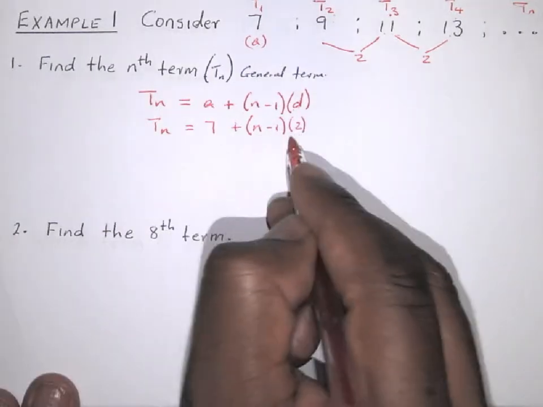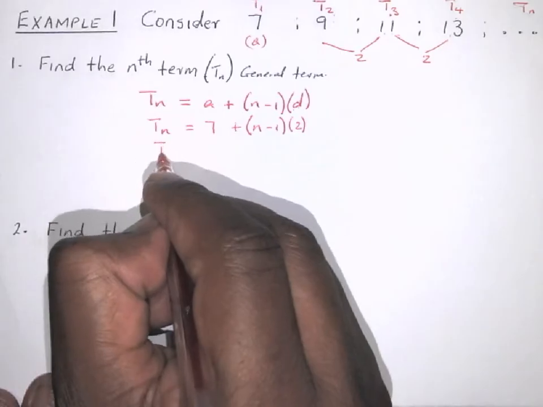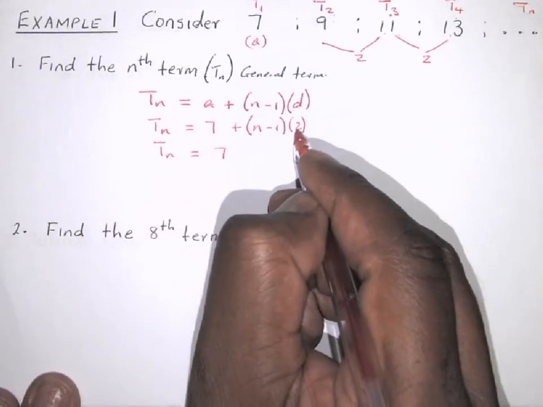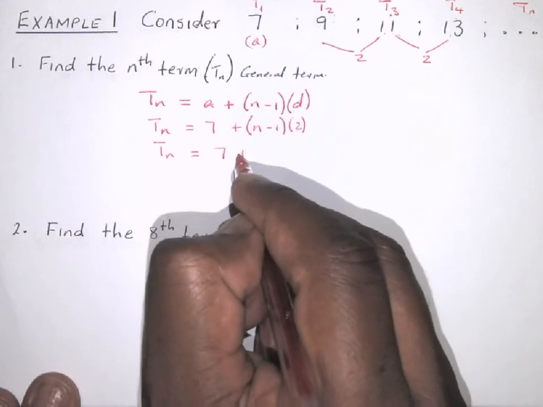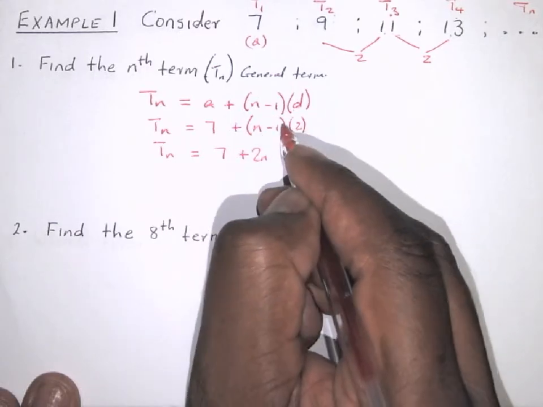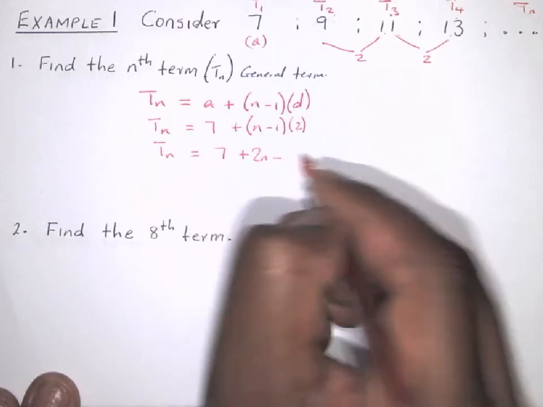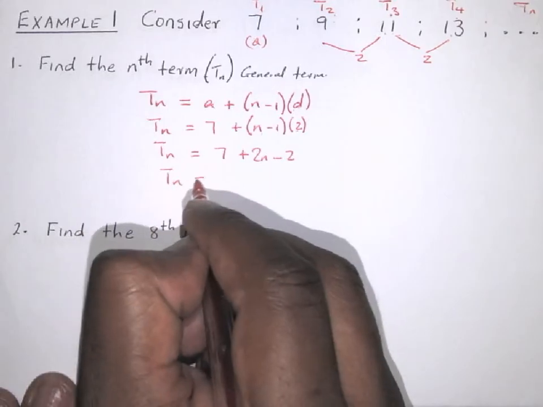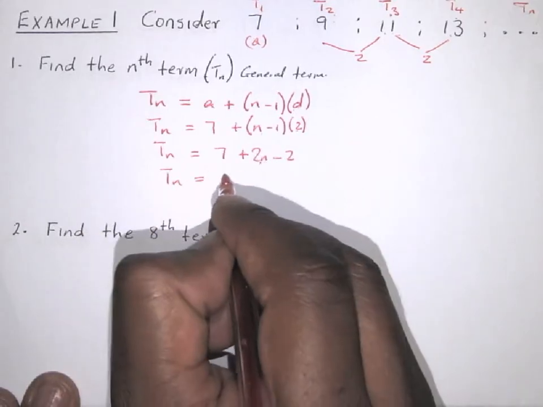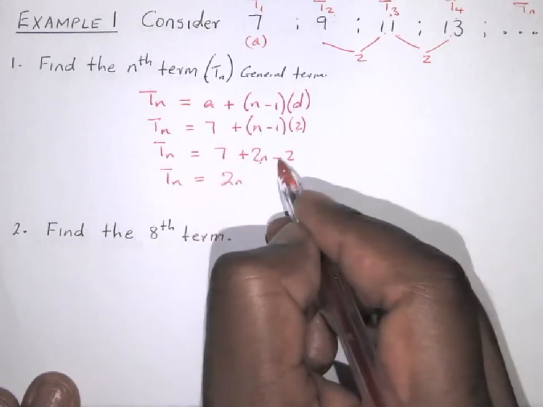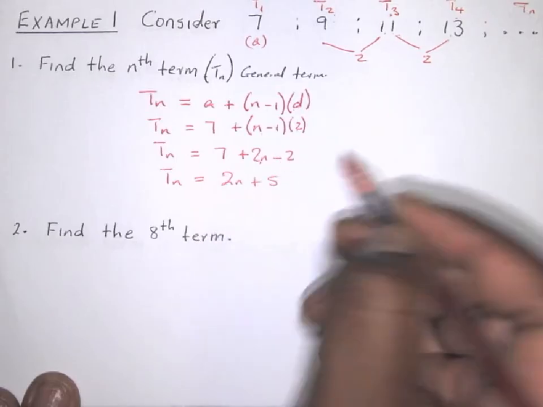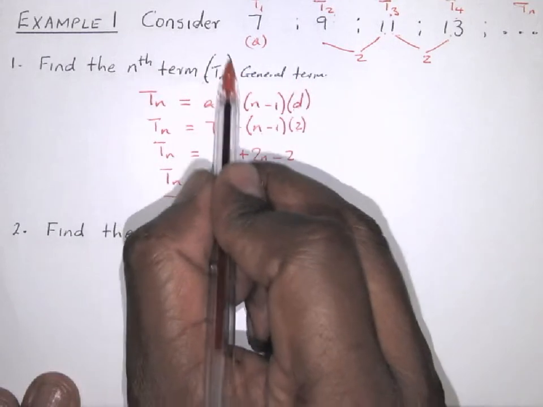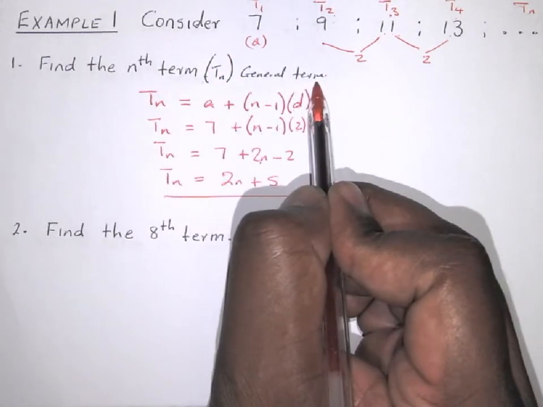Now, we can simplify this by removing the brackets there. So Tn is equal to 7, now this times n there will be plus 2n, and this times minus 1 there will be minus 2. Now, obviously, I have to collect like terms here. So Tn now becomes 2n, and then 7 minus 2 will be plus 5. So that is the nth term that we're looking for, which we say can be Tn, or if we like, we can say it's the general term.